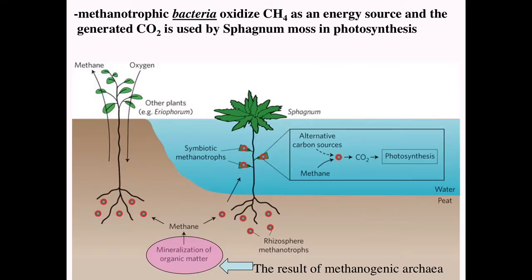This is more of a balanced ecosystem. This is the way methane is supposed to be handled in a typical environment. And so the environment that I've chosen to talk about is wetlands. So especially in the northern hemisphere, there are peat bogs. So where I grew up, there are a lot of peat bogs. And these are all based on sphagnum moss.